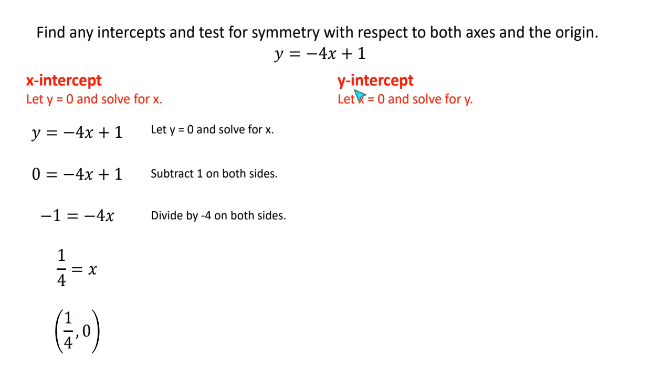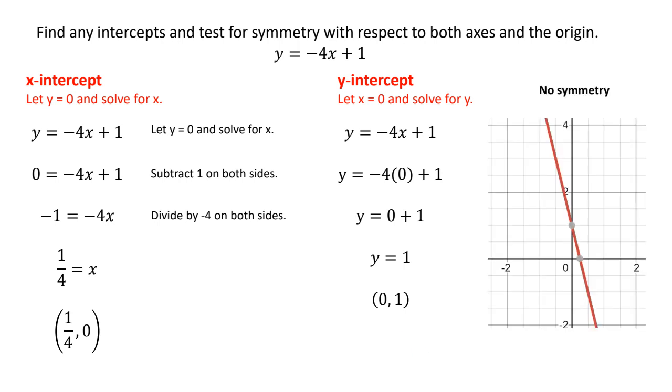To find the y-intercept, we let x equal 0. So we substitute 0 for x. Then we get negative 4 times 0 plus 1. Negative 4 times 0 is 0, plus 1 is going to be 1. So that's going to be our y-intercept. If I were to plot these points and graph the line, my line is going to look like this. And so we can see here that it has no symmetry.